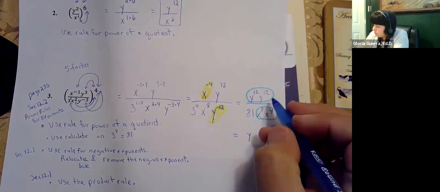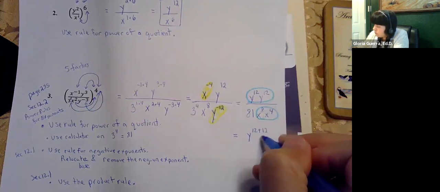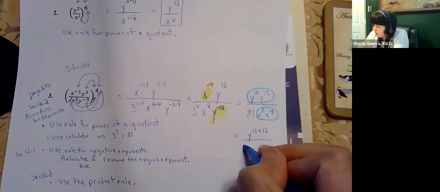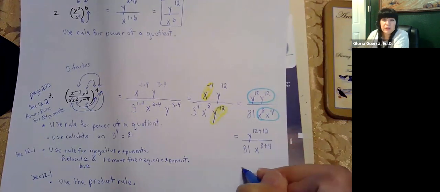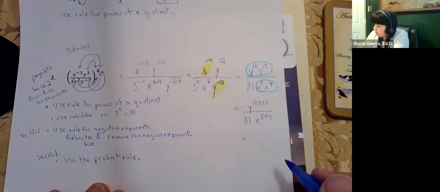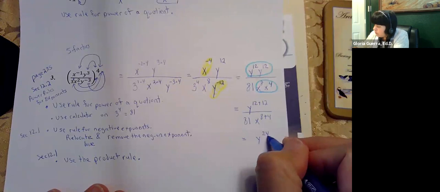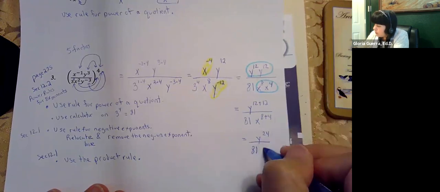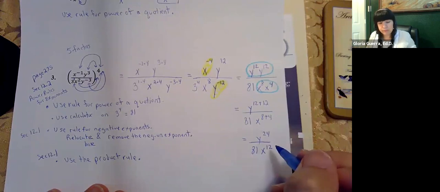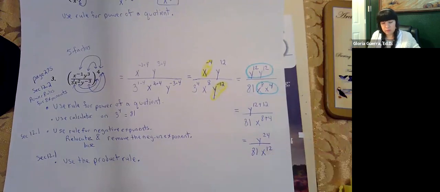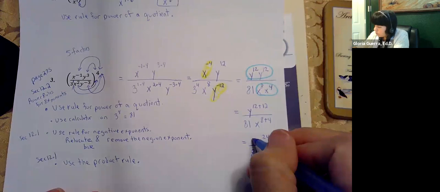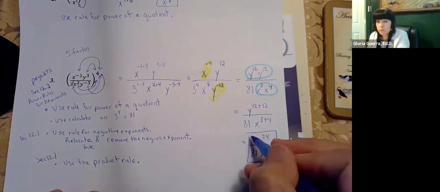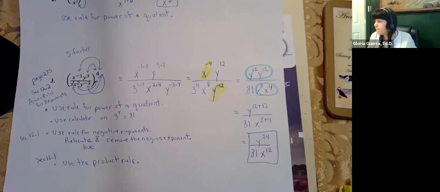So 12 plus 12, and on the x, 8 plus 4. Okay, so that's us using the product rule. 12 and 12 is 24, and 8 and 4 is 12. Okay, and then I should be able to box that. And then that takes care of page 235.